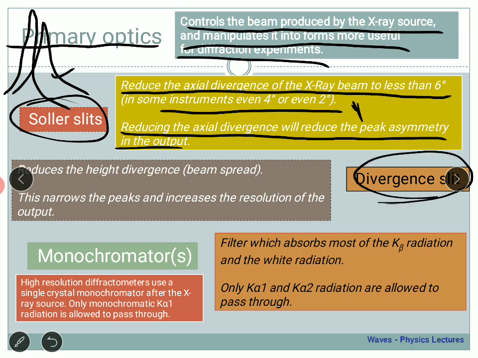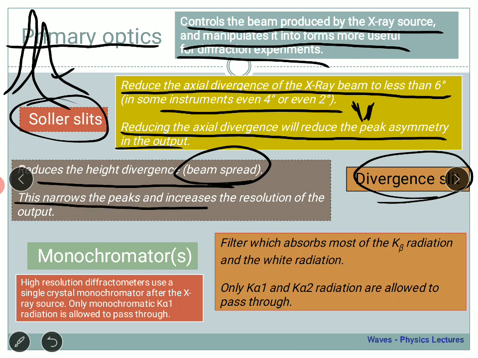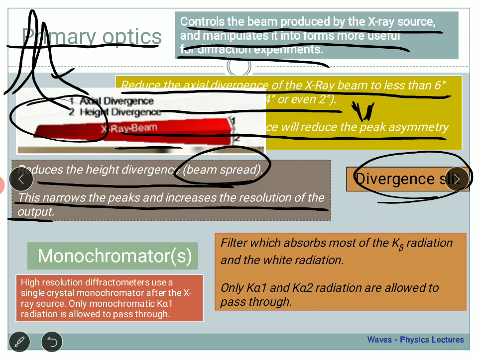A divergence slit, which is actually after the solar slit, reduces the height divergence. So you can also have a divergence along the height. Okay, so we want to reduce that also. That means we want to reduce the beam spread. This narrows the peak and increases the resolution of the output. So what this actually is, is something like this.